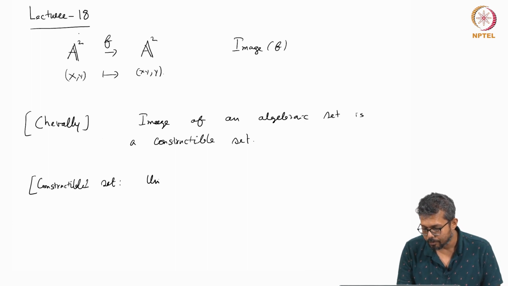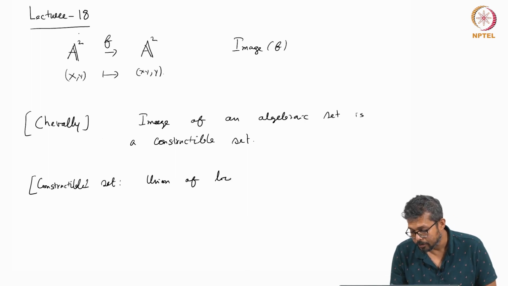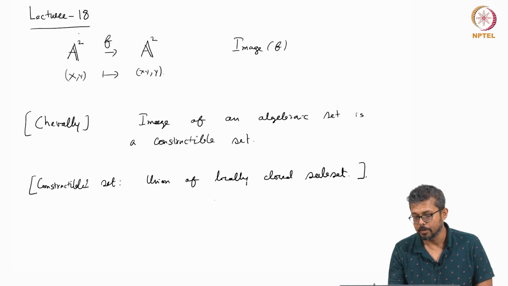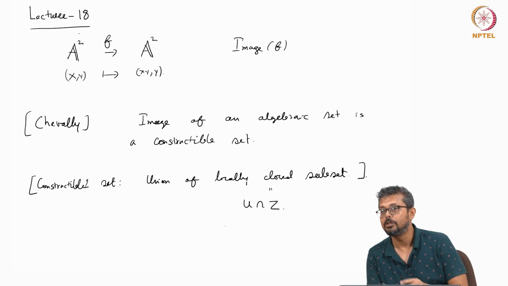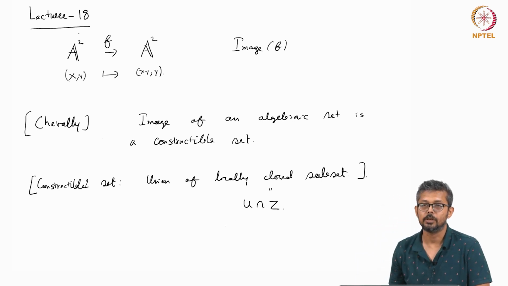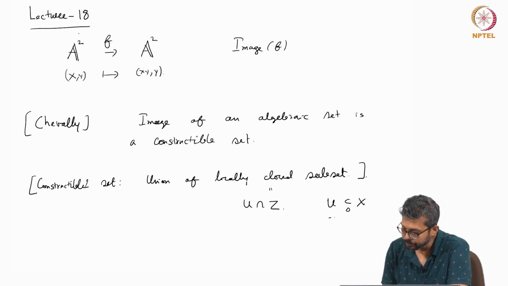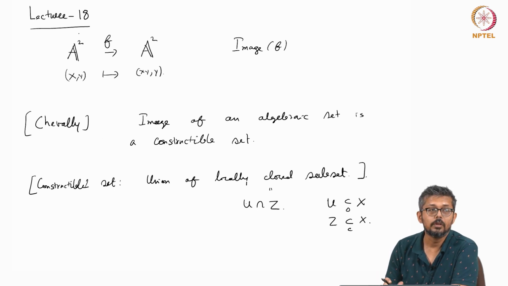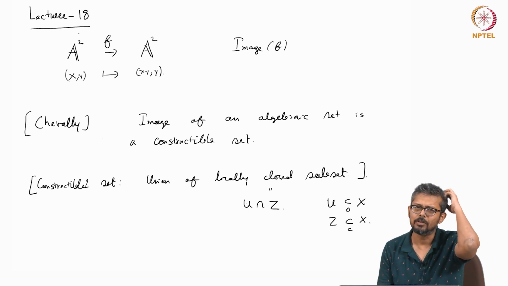It is a finite union of locally closed subsets. A locally closed subset means it is of the form U intersection Z, where U is an open subset in X and Z is a closed subset in X. Finite union, yeah. Everything will be finite because we are in the Zariski topology.